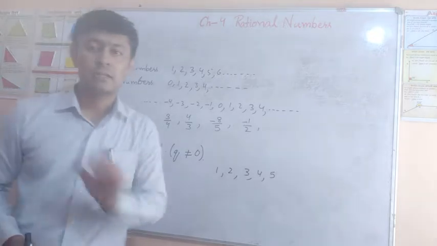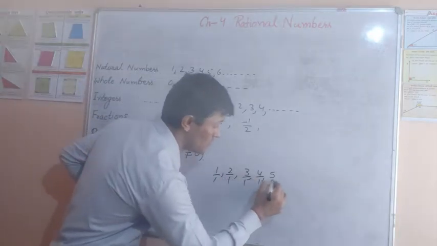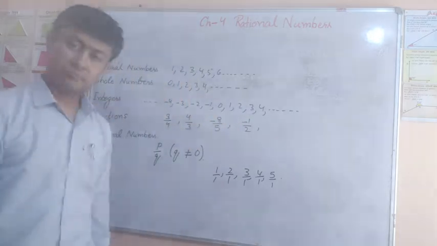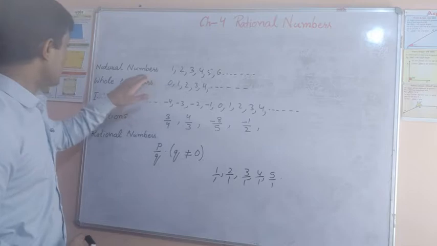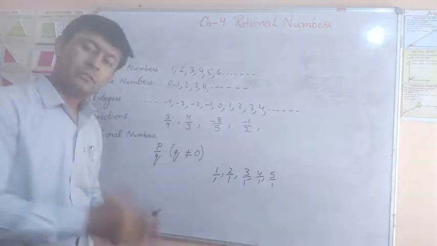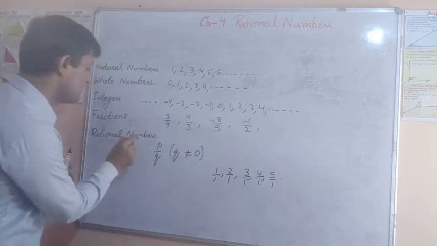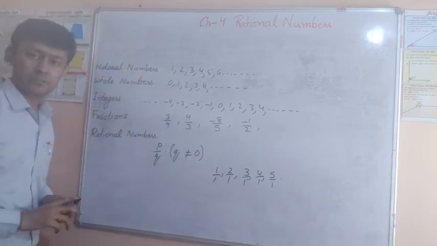See, in p upon q, 1 is always understood. Upon 1, upon 1, upon 1, upon 1, upon 1. Now, are they rational numbers? Yes, they are rational numbers. So, in all the natural numbers, upon 1 is understood. That means to say they are the rational numbers. That is why we are saying that all the natural numbers are the rational numbers.